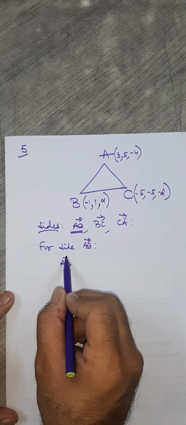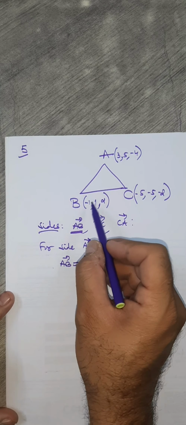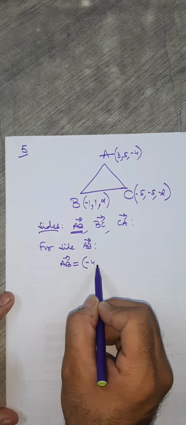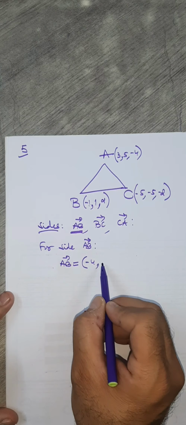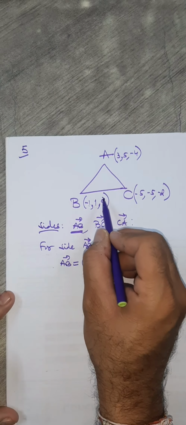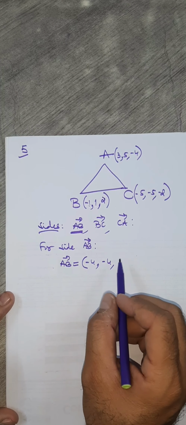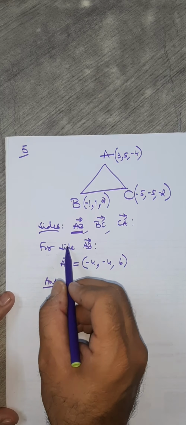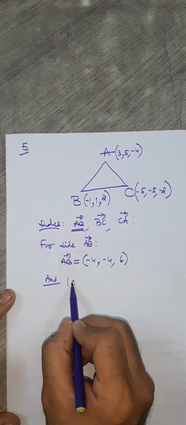So first you need to get the position vector, which is B minus A. So minus 1 minus 3, which is minus 4, 1 minus 5, which is minus 4, and you have 2 plus 1, which is 6. And its magnitude. Direction cosines means always unit vector, remember.